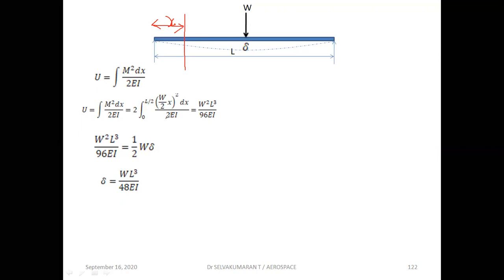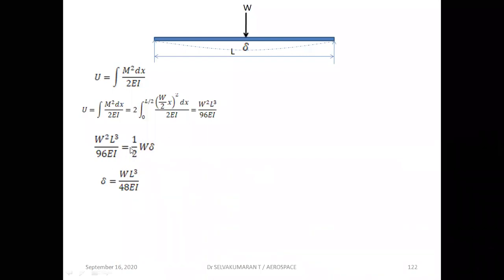m squared dx by 2EI. Applying the limits, you will get w square L cube by 96 EI, which is equal to the external work done, half into W into delta. So equate the external work done with this internal work done.